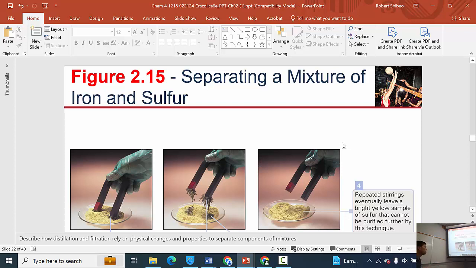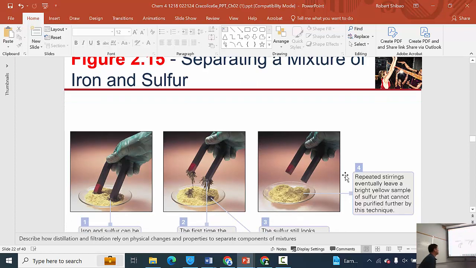This is an example of a heterogeneous mixture. Even though it's the same phase, the phase is solid, but it's heterogeneous because you can see these are crystals of iron here attached to the magnet. You can see them pulling out crystals of iron. And then we have sulfur here, powdered sulfur. These are actually sulfur crystals here. And so this is a heterogeneous mixture of iron and sulfur.